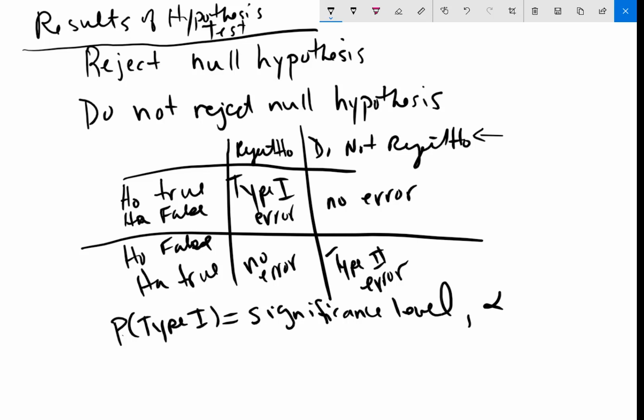So we're going to talk more in the next video about these errors, and we will work through some problems and start doing hypothesis testing.